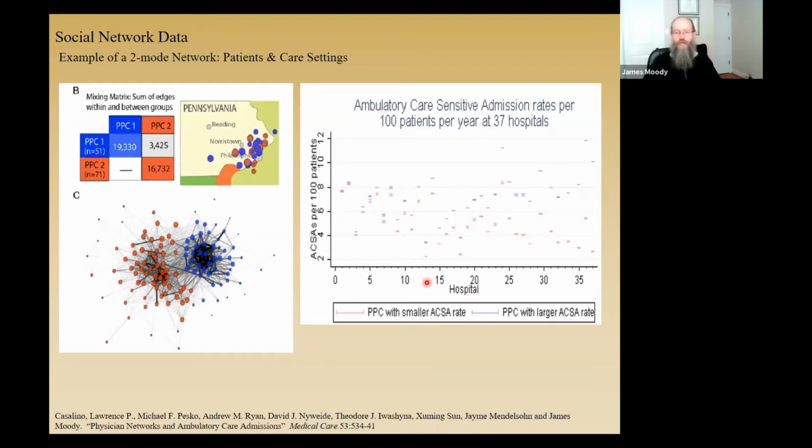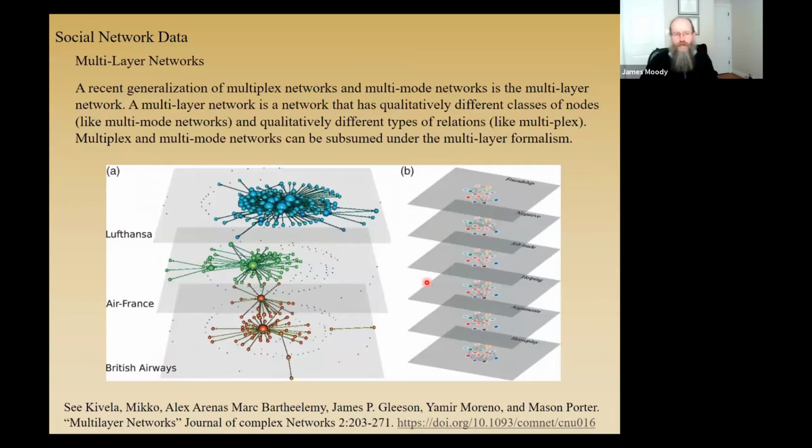You can also think about networks, and I'm not going to spend any more time talking about this really today, but I just want to put it out there just to make sure you see it, is that in addition to one-mode networks and two-mode networks, we can have these things that are called multi-layer networks. And multi-layer networks are really a mix of multi-mode networks and multiplex networks, in the sense that you can have different types of relations on different types of nodes, and you can combine them in one data structure.